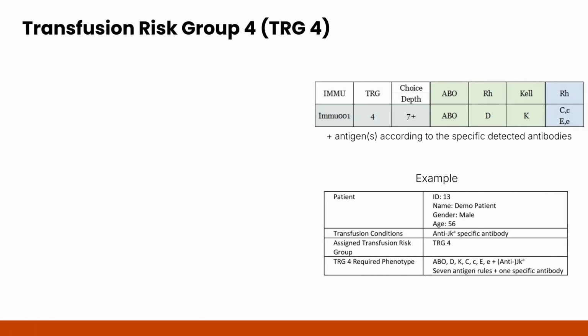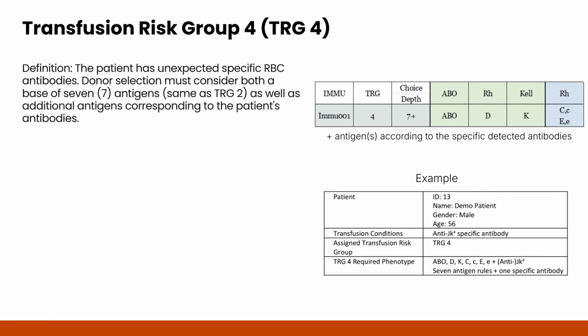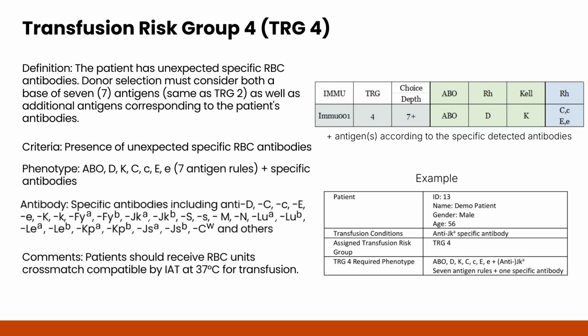Transfusion risk group 4. Definition: the patient has unexpected specific RBC antibodies. In these cases, donor selection must consider both a base of 7 antigens, the same as TRG2, as well as additional antigens corresponding to the patient's antibodies. Criteria: the presence of unexpected specific RBC antibodies. Phenotype: patient-donor matching is based on 7 antigen rules and antigens according to the specific detected antibodies.